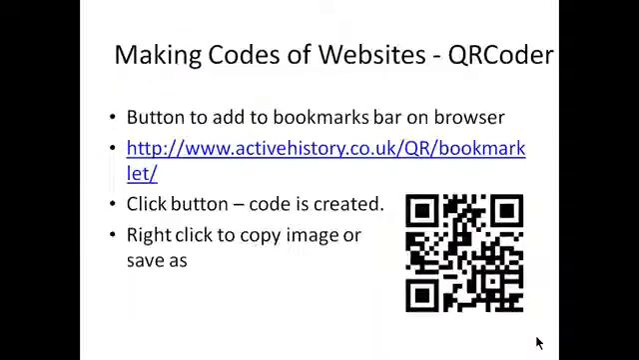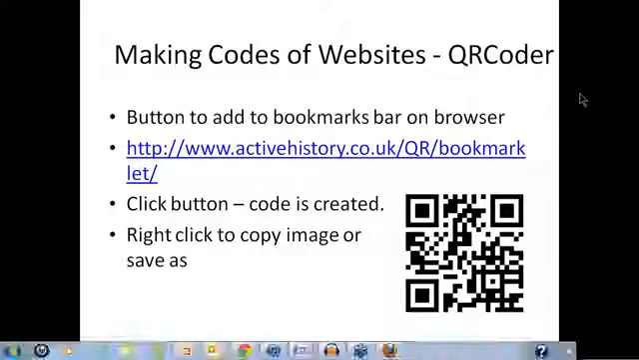Okay, so let's talk about another thing we can do, and that is to put a button into the bookmark part of our toolbar, and that would allow us to make codes very easily from websites. So this is where we're going. It's called activehistory.co.uk/QR/bookmarklet. Let's go to there, and I'll show you what that looks like.